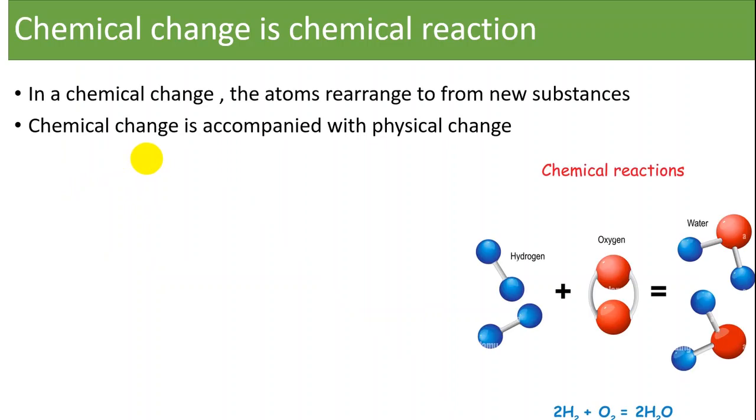So a chemical change is accompanied by a physical change, but a physical change is not accompanied by a chemical change. Here is the reaction between hydrogen and oxygen to produce water. We observe that the bonds are broken in the reactants and reformed in the product, which changes the kind of bonding between them.